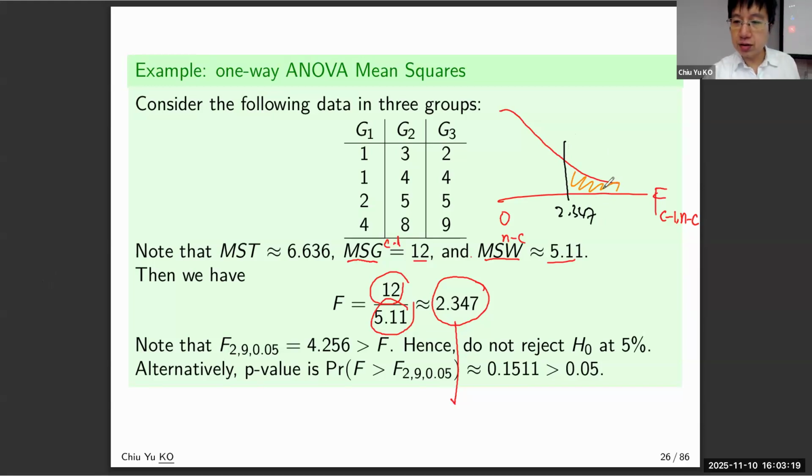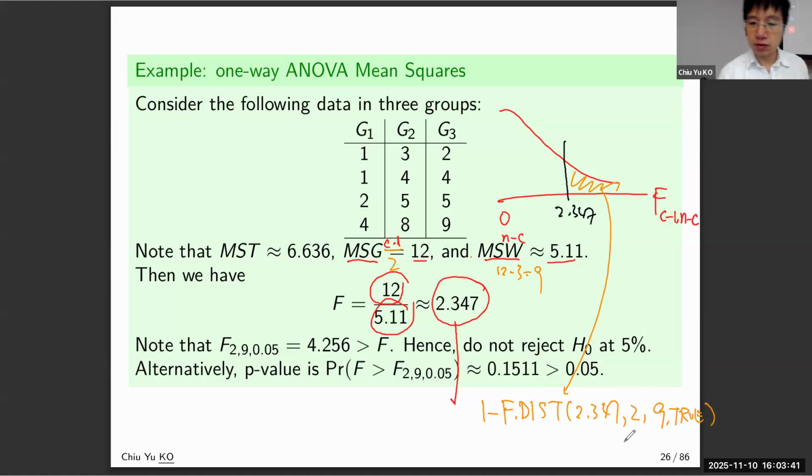So the p-value will simply be 1 minus F of 2.347, with C minus 1, which is 2, and N minus C, which is 12 minus 3 is 9, degrees of freedom. And you calculate this, 15%. Then it's not sufficient to reject.